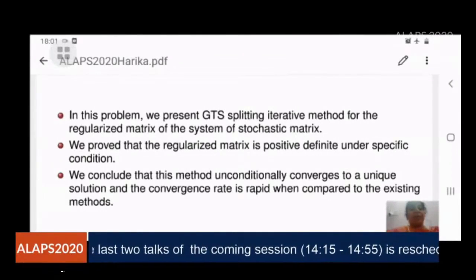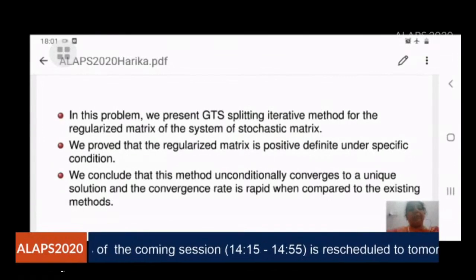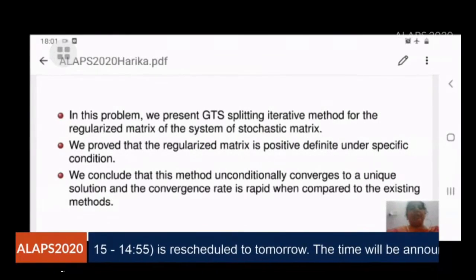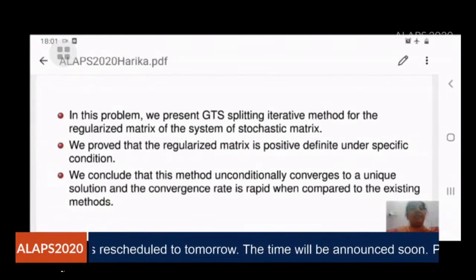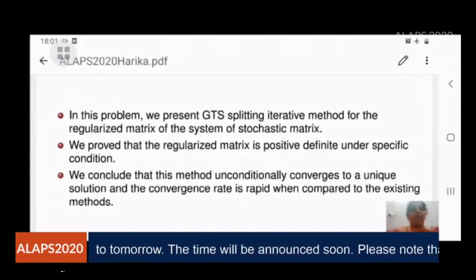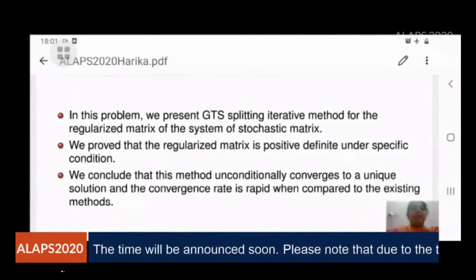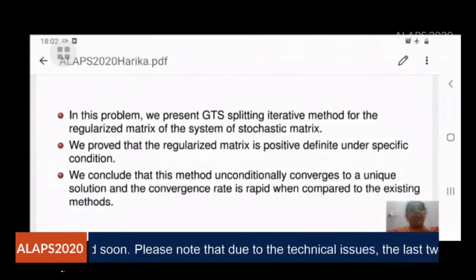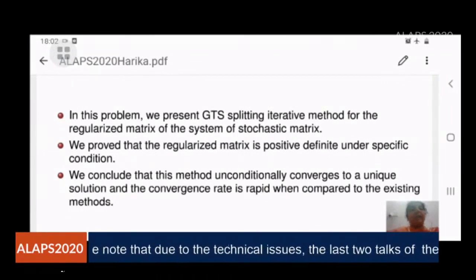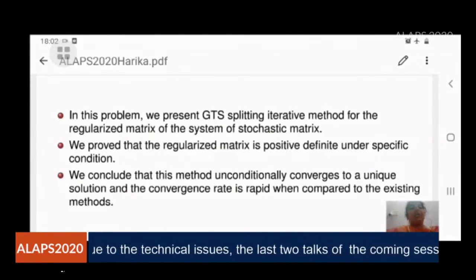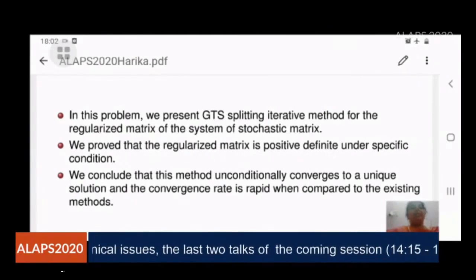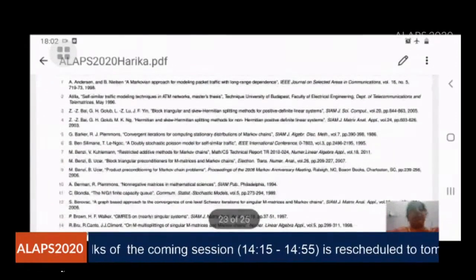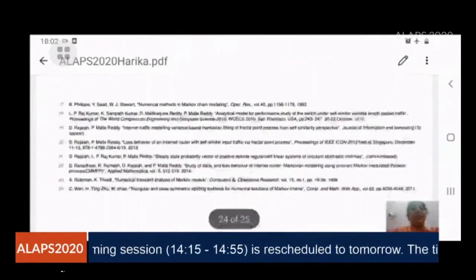Finally, my conclusion is, in this problem, we present a generalized triangular symmetric splitting iterative method for the regularized matrix of the system of the stochastic matrix. We proved that the regularized matrix is positive definite under a specific condition. We conclude that this method unconditionally converges to a unique solution, and the convergence rate is rapid when compared to other existing methods. And these are my references.